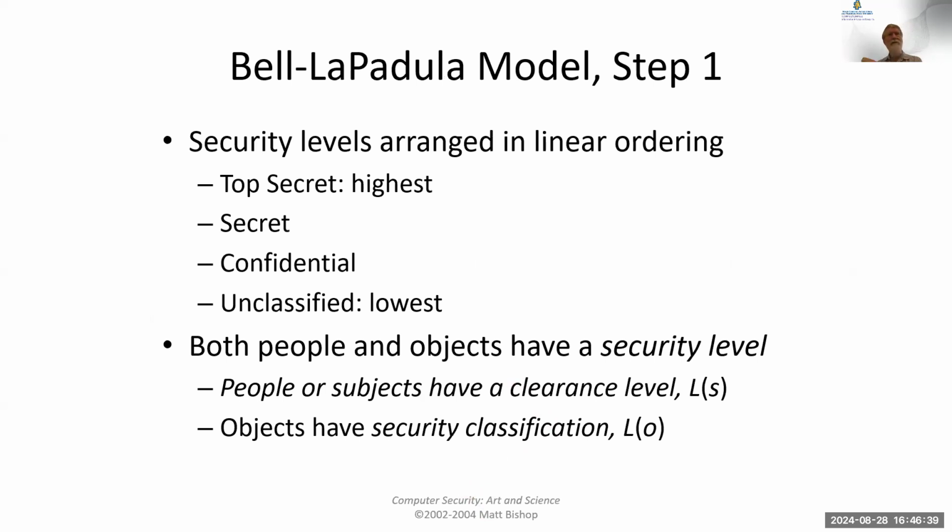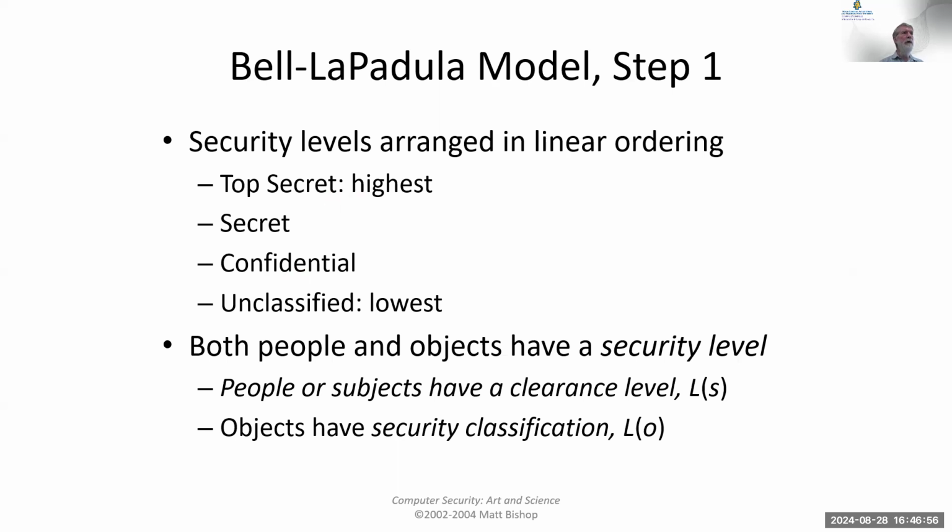All right, we'll talk about it in two steps, because you can talk about a simplified version first and then enhance it. So step 1 is the simplified Bell-LaPadula model. First, things have security levels. You may have heard of these: top secret, then secret, confidential, and then unclassified. And obviously, top secret is the highest, unclassified is the lowest.